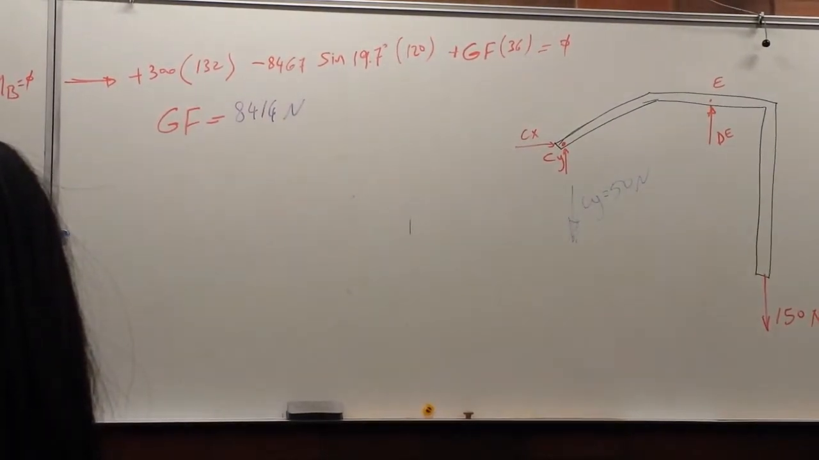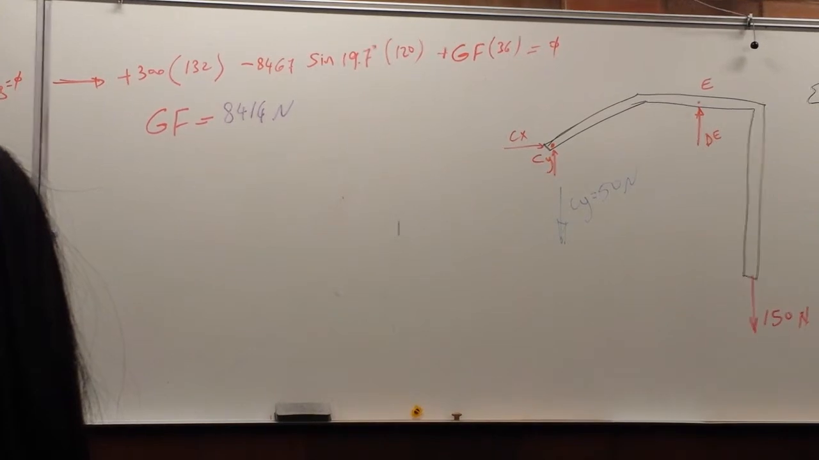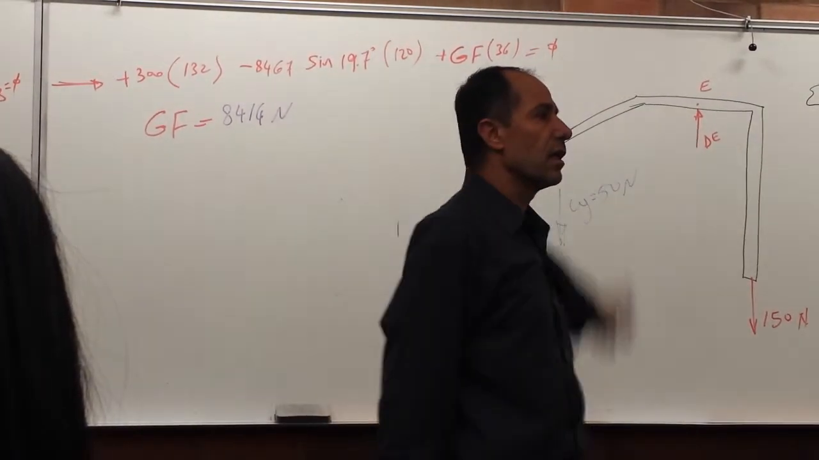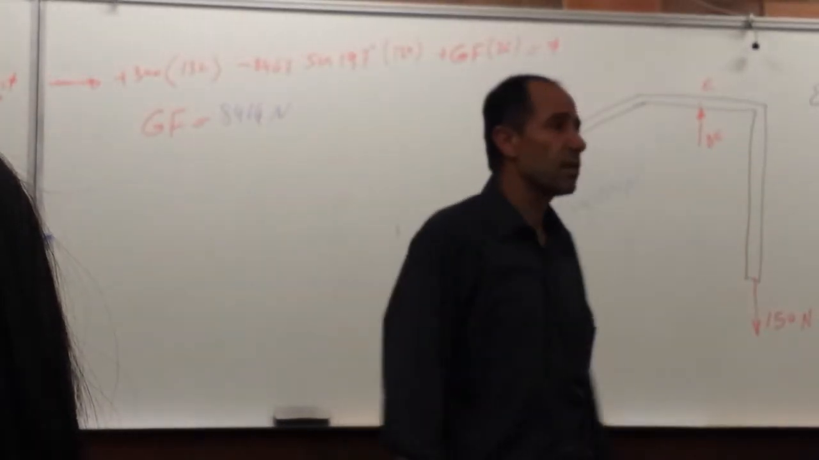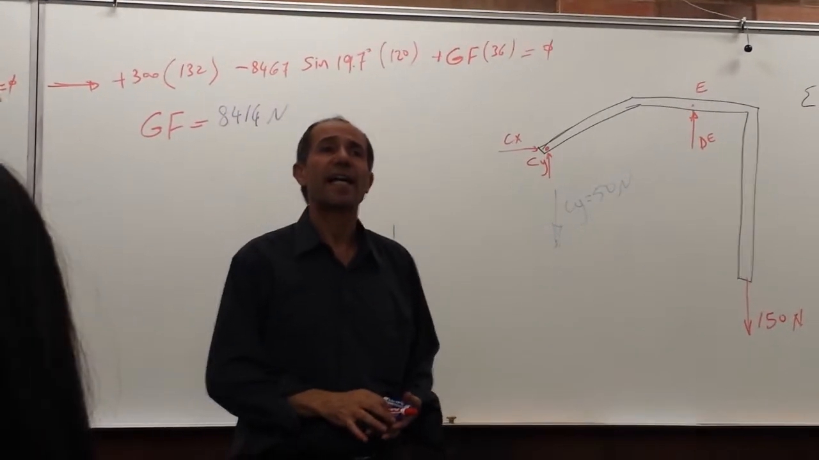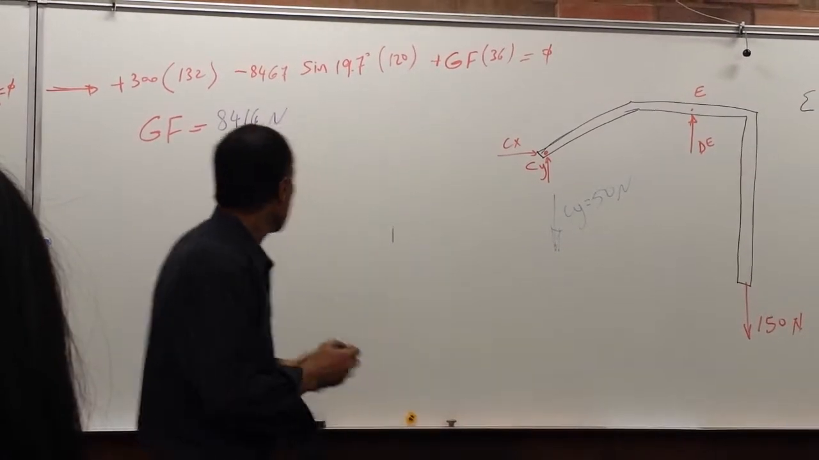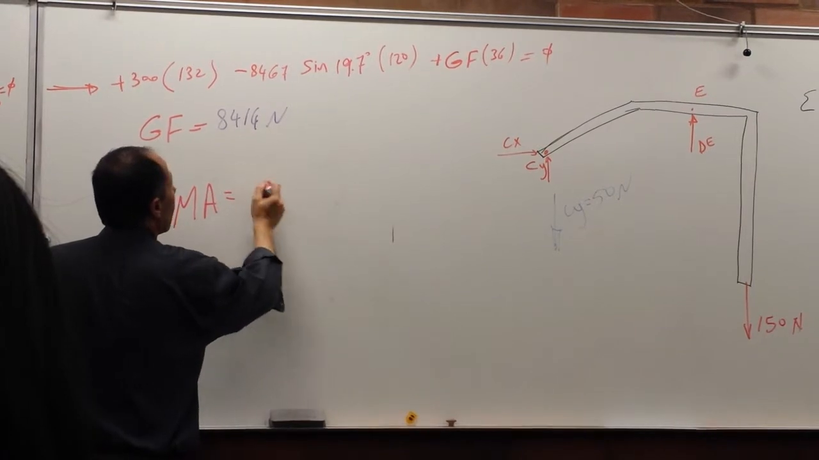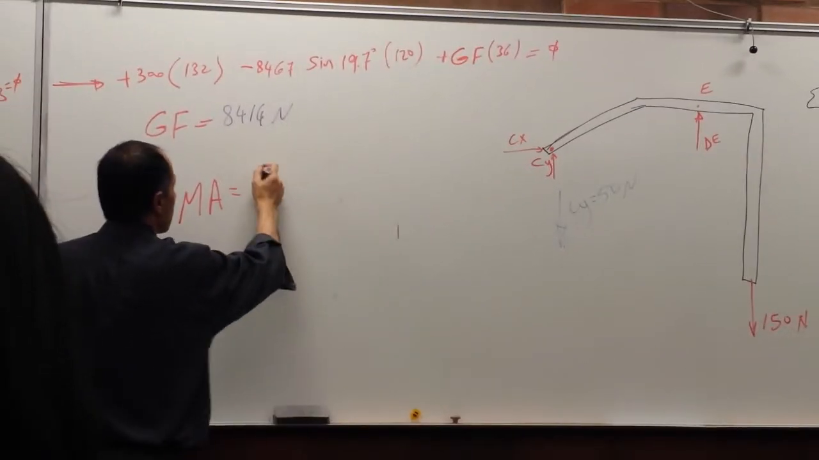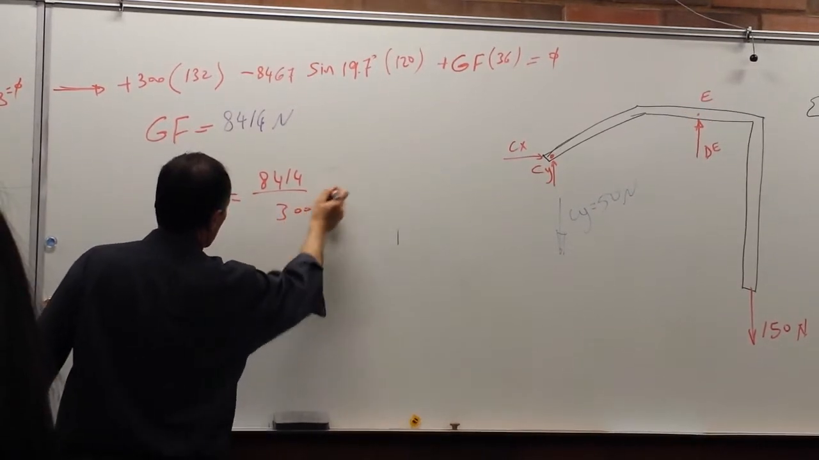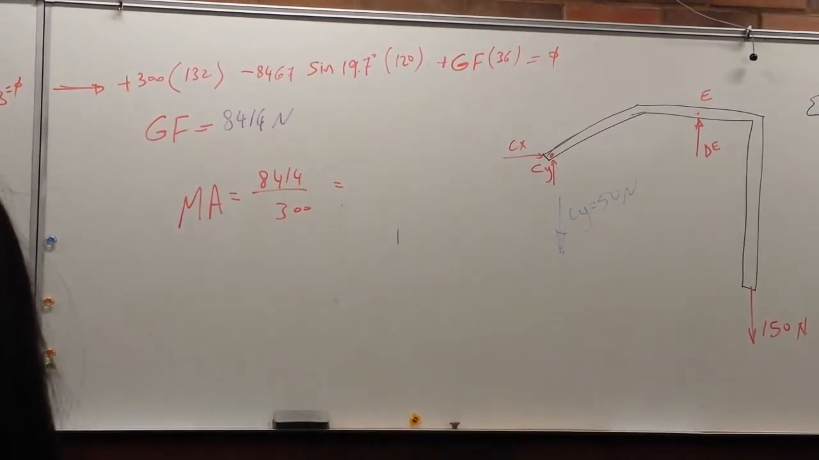Look what we did. You grab the pliers and you put on it 300. You get at the other end 8,400. This is what we call mechanical advantage. The mechanical advantage equals the output force over the input force. Give me a number.